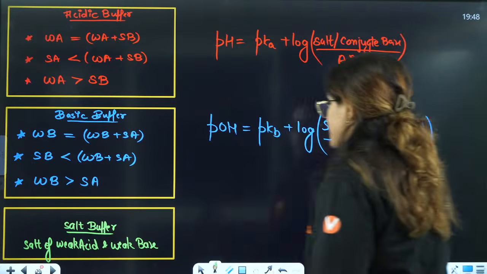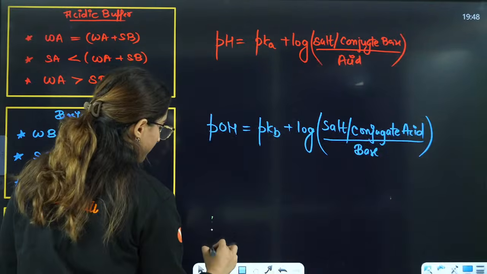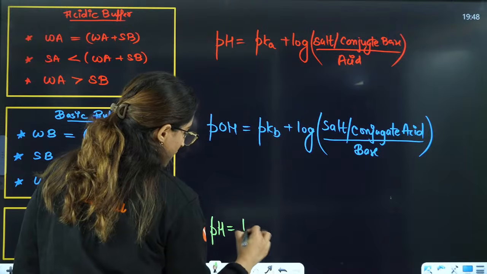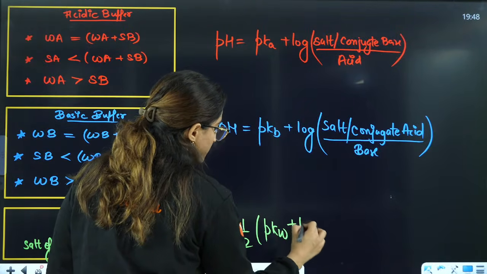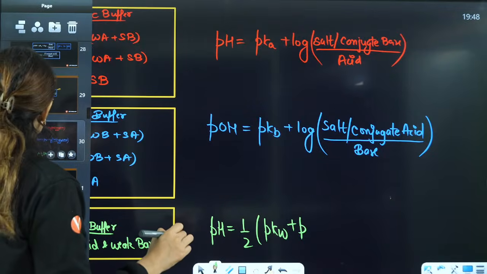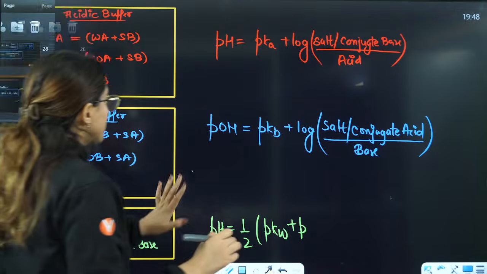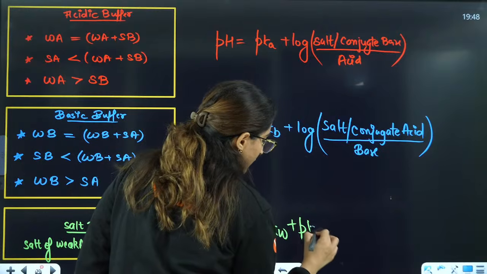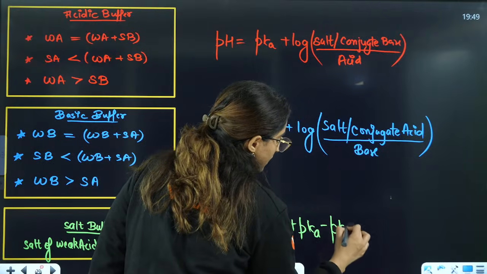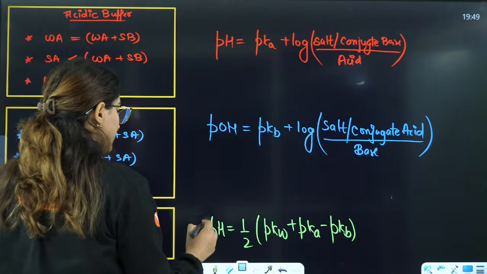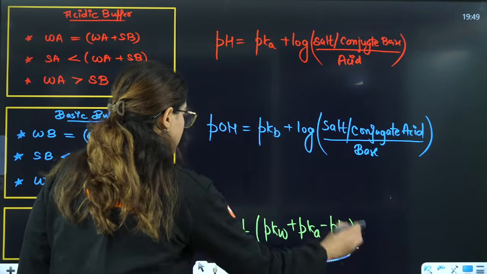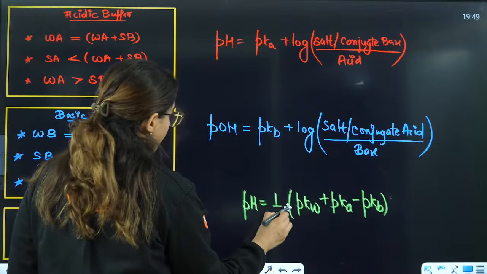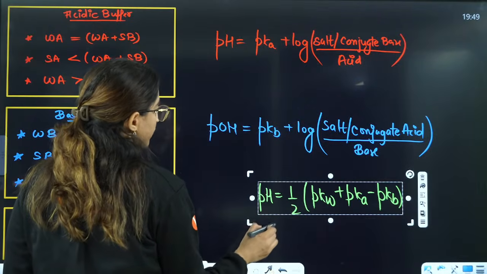What about the last one? Here pH is equal to half of pKw plus pKa minus pKb. And these are the three formulas that you have.